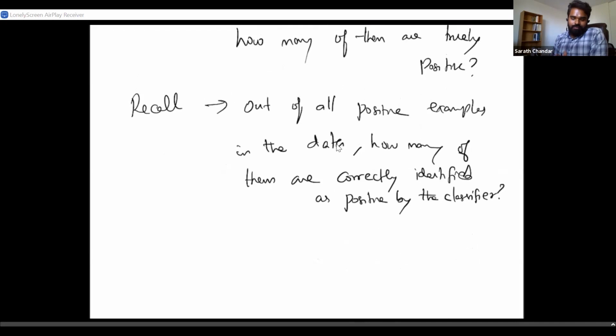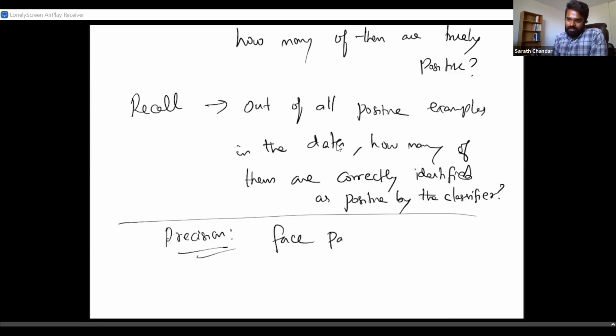But there are many situations where precision is more important, and many situations where recall is more important. I will give this as an exercise for you: go think about what applications precision is more important for and which ones recall is more important for. I will just list a couple of them. To give you an example of a situation where precision is more important, one application I could think of is face password systems.